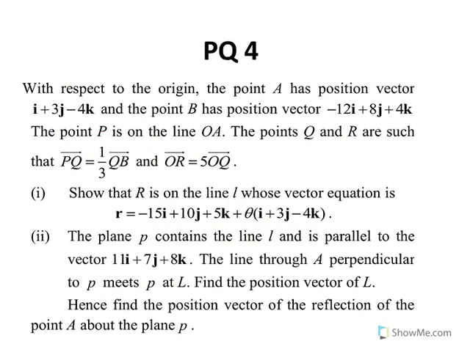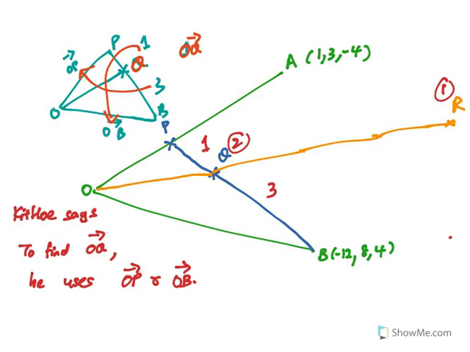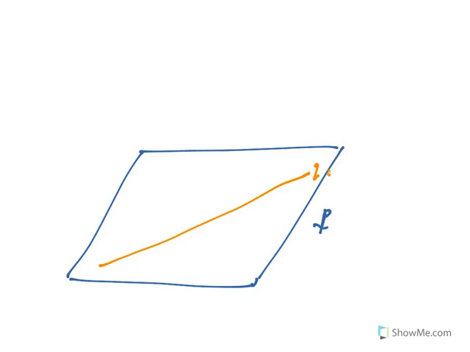The plane P contains a line and is parallel to (11, 7, 8). The line through A perpendicular to P meets P at L. Now what do I mean? The plane P contains the line L, so L lies on this line. The line is just (-15, 10, 5) + θ(1, 3, -4). Right? So this is your line. On top of that, the plane is parallel to (11, 7, 8).